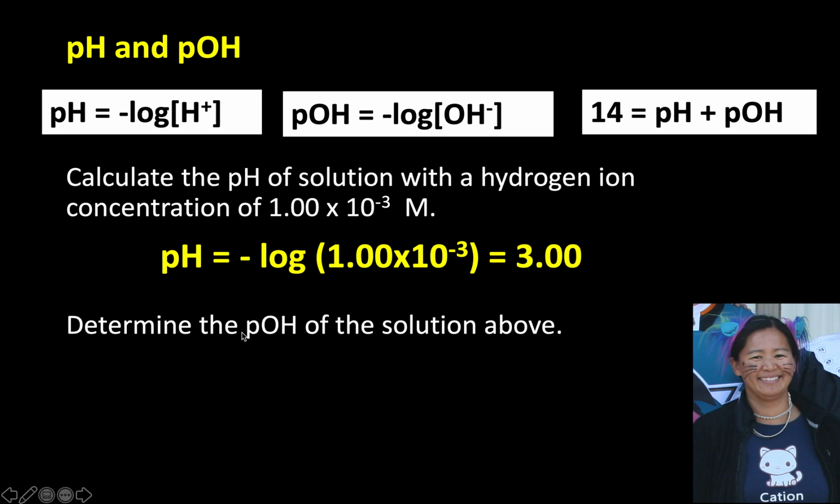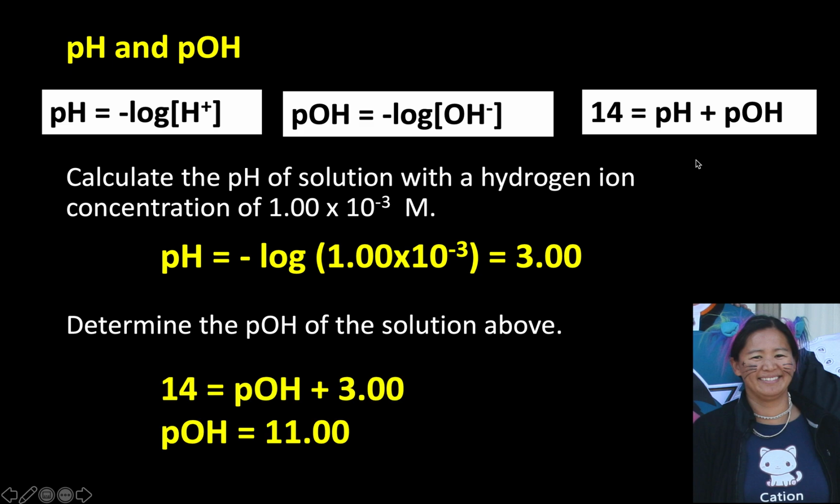Okay, for the second part here, for the pOH, we don't have the hydroxide concentration, so we can't use this formula, but we can use this formula. You just plug in the pH here and solve for the pOH, and you get 11. As always, make sure you know how to do this and you're not just writing down my answers. Use a calculator.